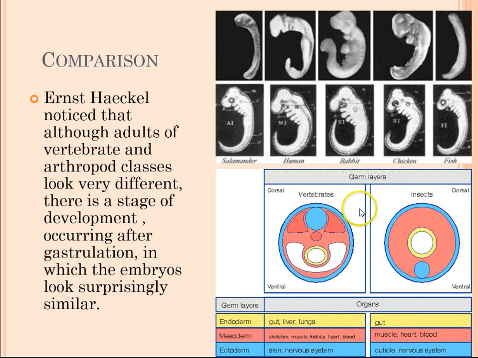Now the other thing too is that you can look at things that are not vertebrates, and you can see, here's the insect, look, there's the ectoderm, here's the mesoderm, here's the endoderm, and you can see similarities. While this is much more complex, you still see some of the same features, and that's really cool.